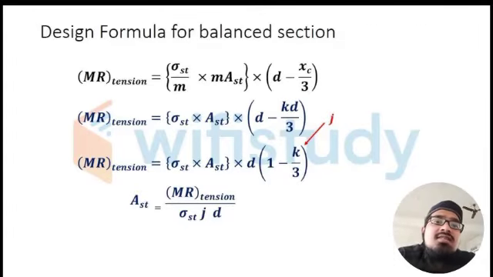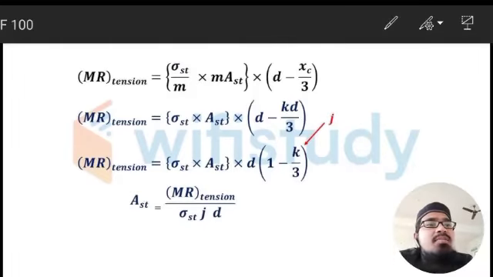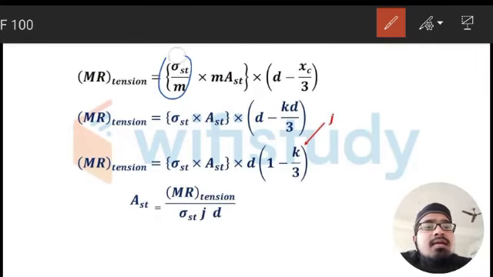Next, moment of resistance in tension for the balanced section. Until now we have found the moment of resistance in compression. Moment of resistance in tension for the balanced section will be equal to sigma st by m into Ast. This is the permissible one, and this is the area.